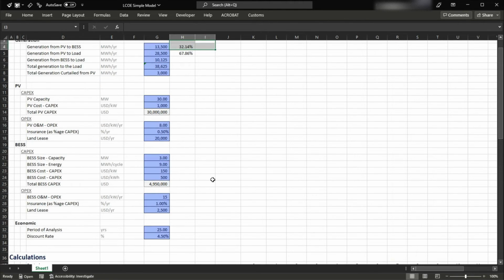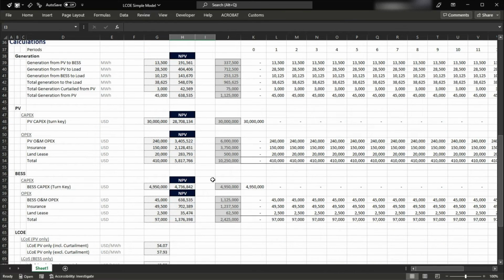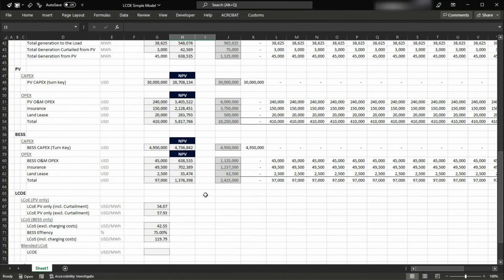So how do we do it? Let me go below here. What do we have? We have that the total NPV PV capex is 28 million, and then we have the opex of 5 million. So basically the charging cost is going to be 32% of the sum of these two costs here, which is 35 million. So what we do here, basically we're going to say what?